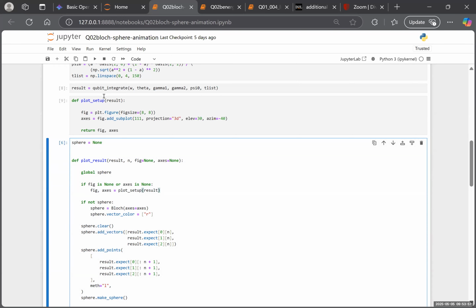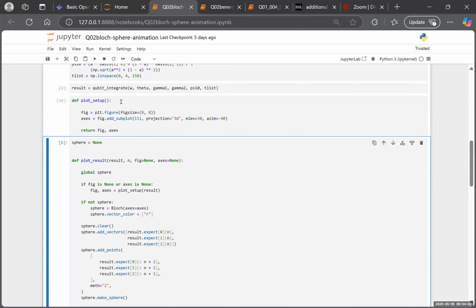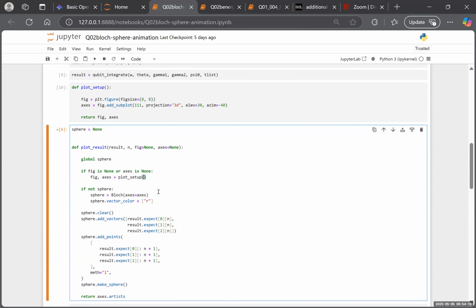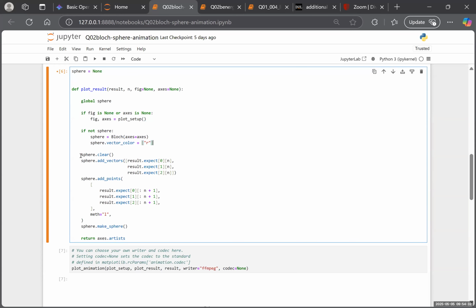I think you see. I want to take out this because it is redundant. There's no need for that. I'm just taking out that because it's not used, right? If it's not sphere, then you set up this block. Okay, Bloch axes, and the state vector color is red. Okay, clear everything and start adding vectors.